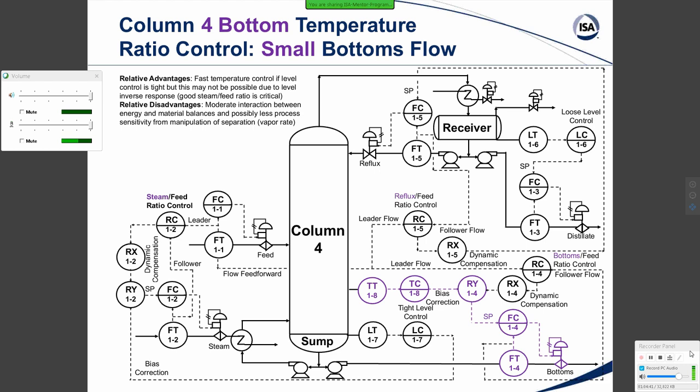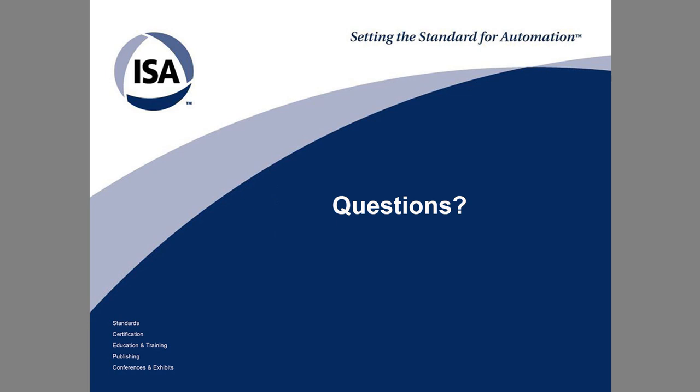Now, if you have a small bottoms flow, you get into, well, I can't maybe really do level control. Now, level control is going to have to manipulate steam flow, and you get into inverse response, and this becomes a challenge. And then the feed-forward signal of steam to feed ratio control becomes even more important. You need to do what you can to minimize that inverse response as much as possible.